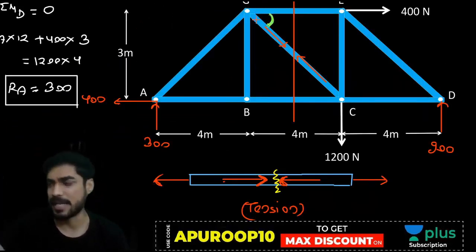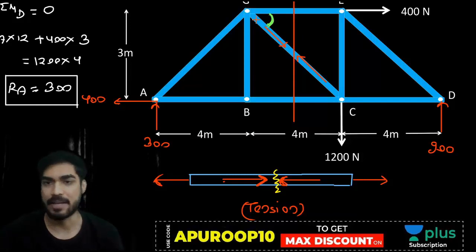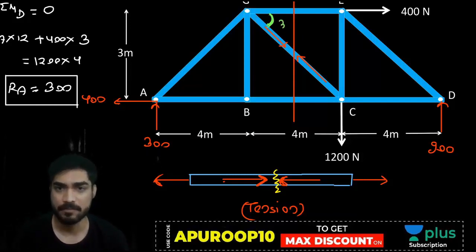Can you tell me this angle? Tan inverse of 3 by 4. How much is tan inverse of 3 by 4? 36.87.